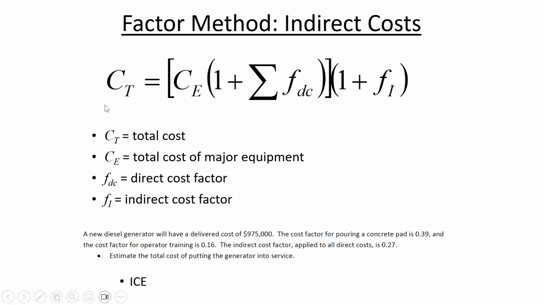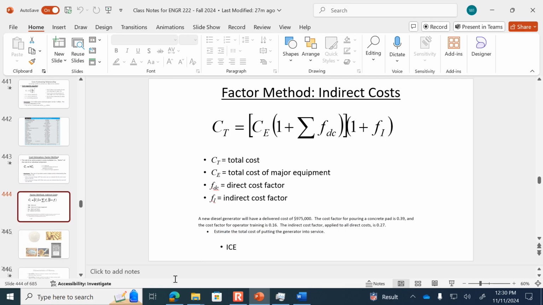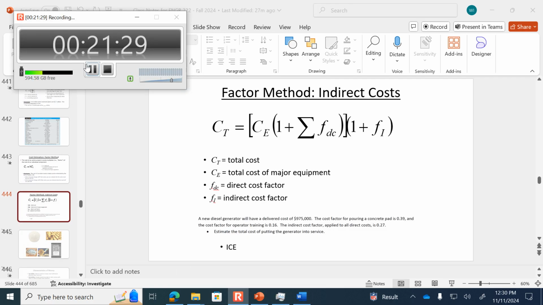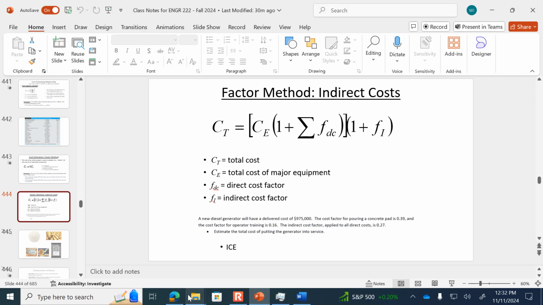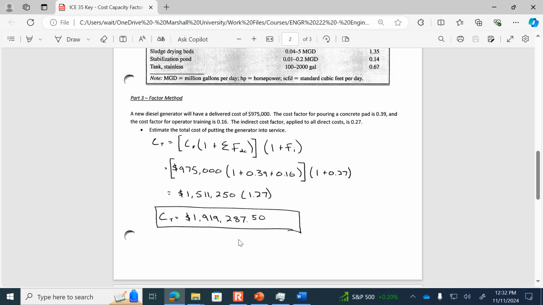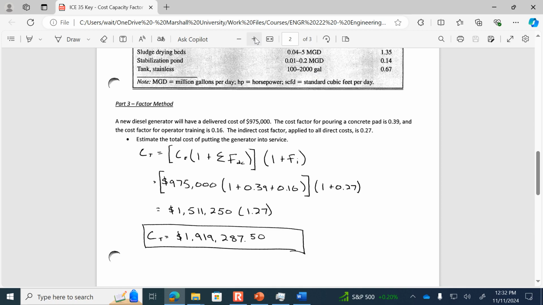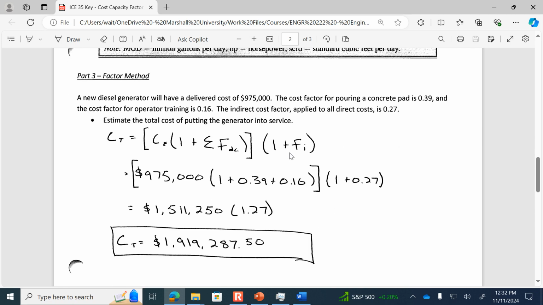So let me pause and allow you to estimate the cost of this generator installation project. All right, so $1.9 million.